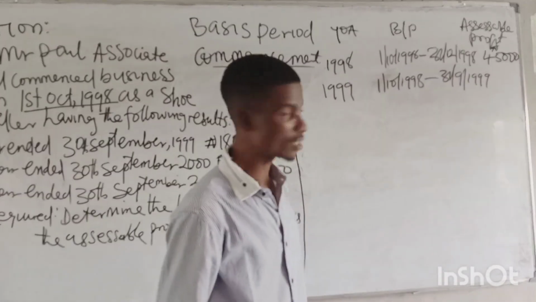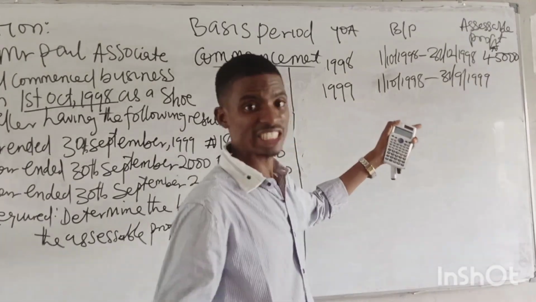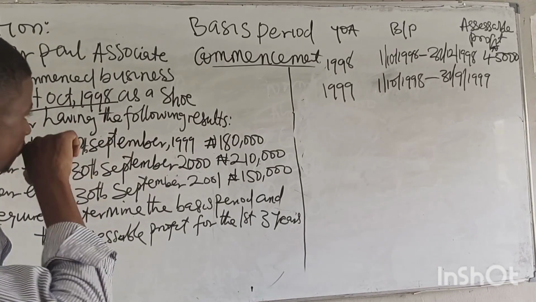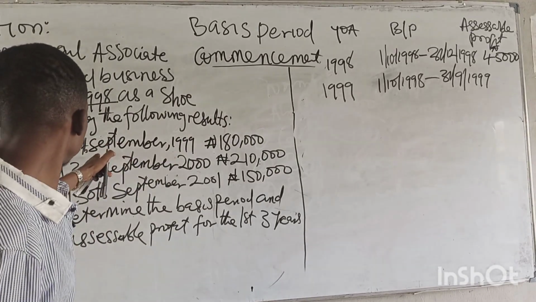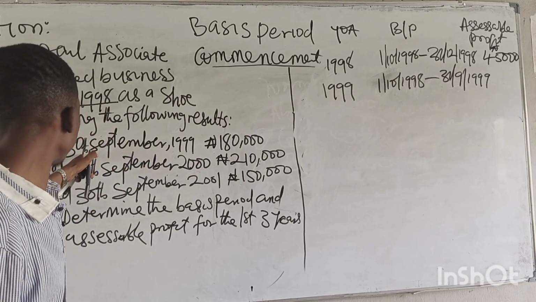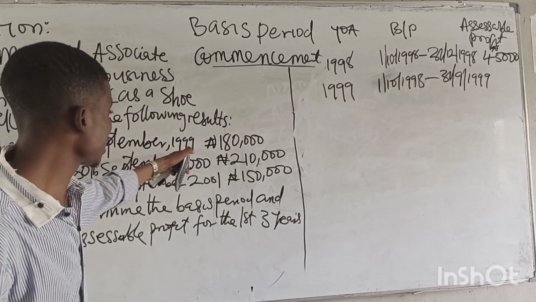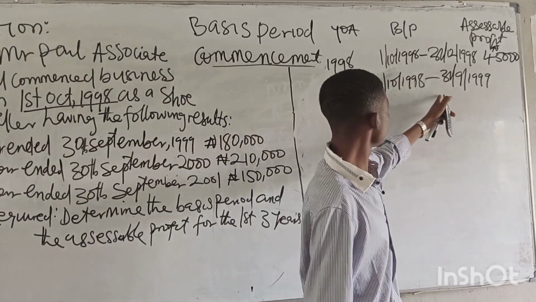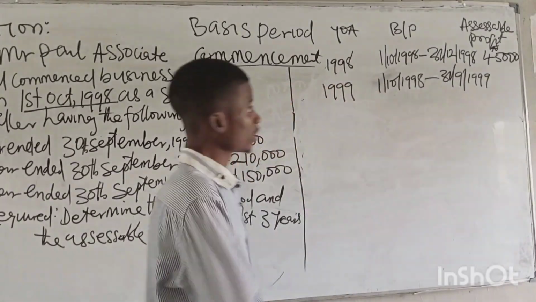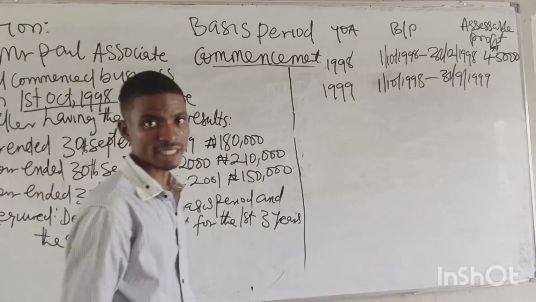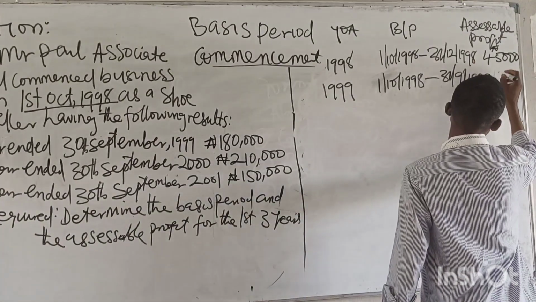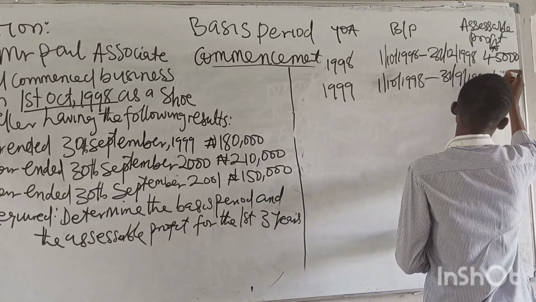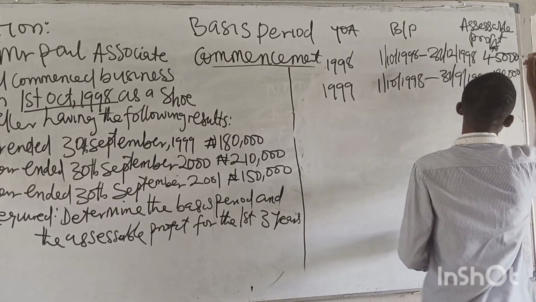And this is the year of assessment. We have to go back to the question and check where we are going to find this basis period. If you look at the question, 1999 is under here, and the year end is also September 1999. Here it is complete 12 months, and in our basis period, it is also 12 months. So it means we have to take the whole 180,000 naira.